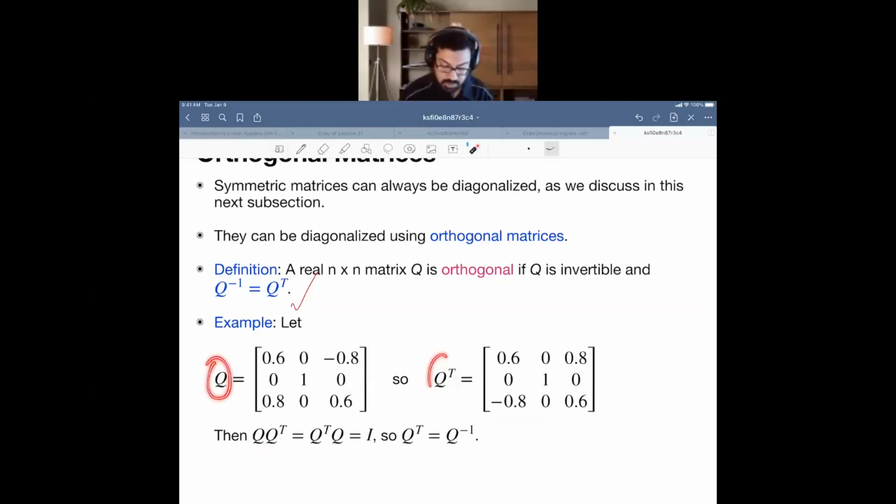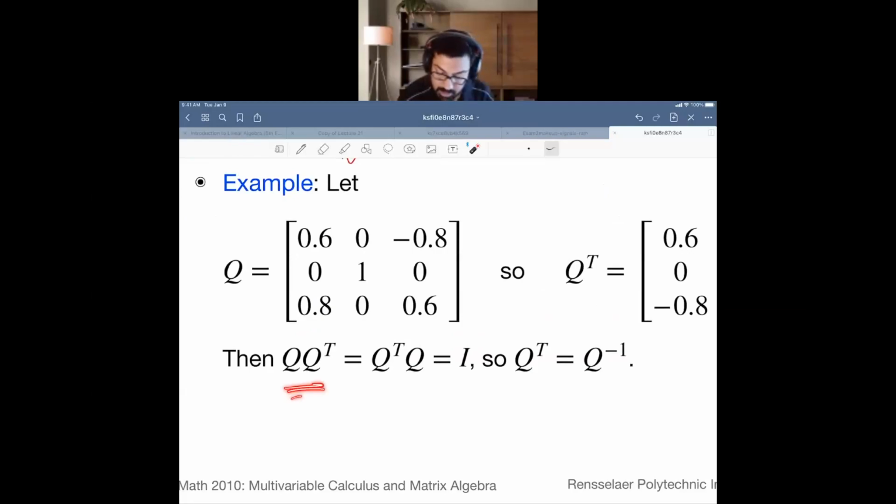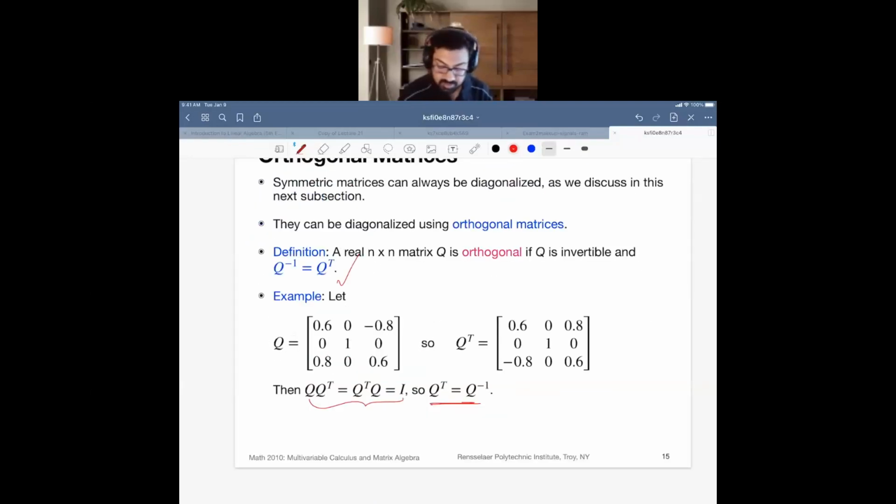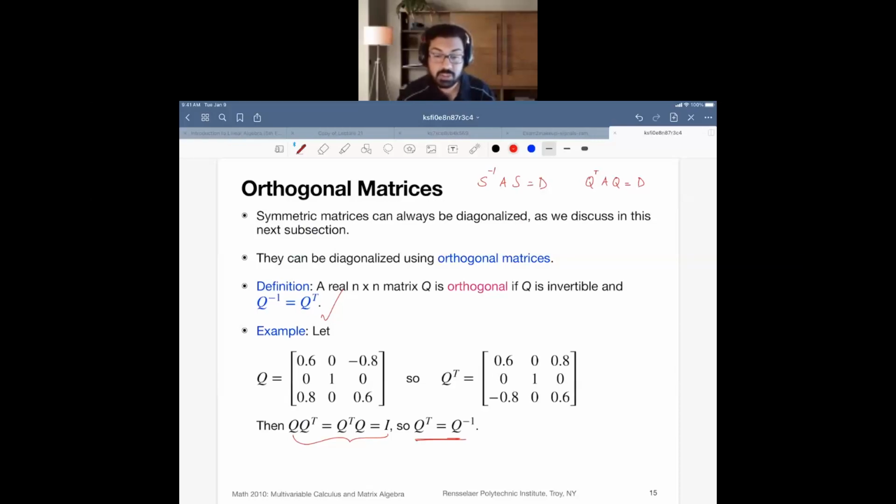If you look at Q transpose Q, you will get the identity matrix. So if you do the product Q with Q transpose and it gives you identity, that essentially means Q transpose is the inverse of Q, right? So this implies Q transpose equals Q inverse. And with these matrices, you can perform the matrix multiplication to check whether this is true for this Q matrix or not. So orthogonal matrices are really helping us diagonalize symmetric matrices.